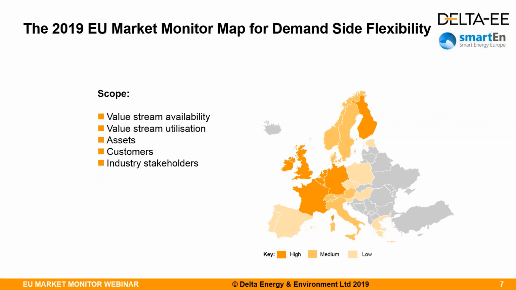So we've looked at the value stream availability, so which value streams are open and available to demand side flexibility. We've looked at value stream utilisation, so where is demand side flexibility being monetised. We've looked at the diversity of assets being used in demand side flexibility today. We've looked at the breadth of customer segments engaged, and we've also looked at the competitive landscape, so which industry stakeholders are engaged, what are they doing.